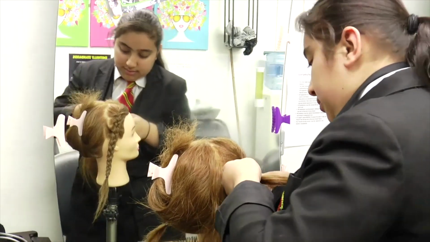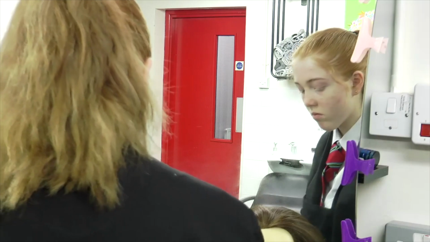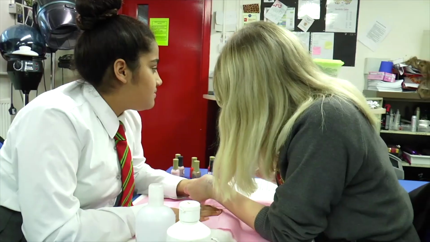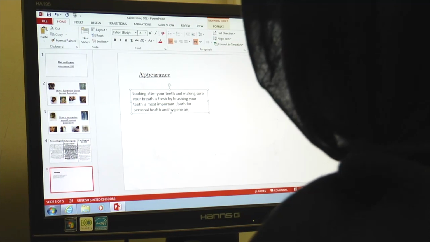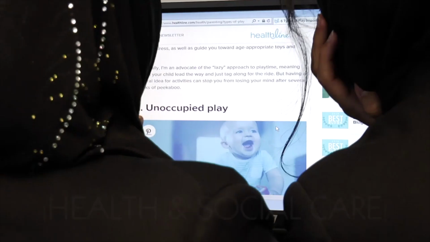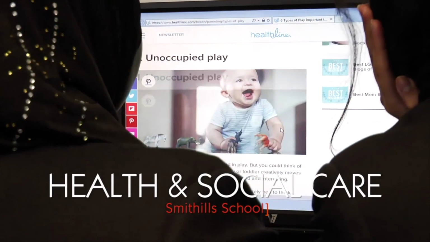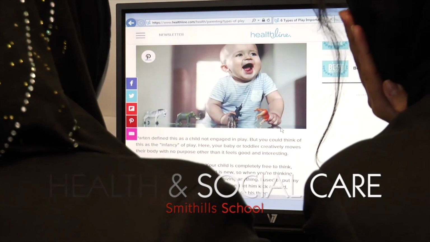So we do theory work of the science of the hair, as well as personal presentation. We learn about health and safety in a workplace. I've become more confident, more creative, and my ICT work has gone much better, which are more transferable skills for the future. I chose health and social care because it will help me achieve better grades for my future.